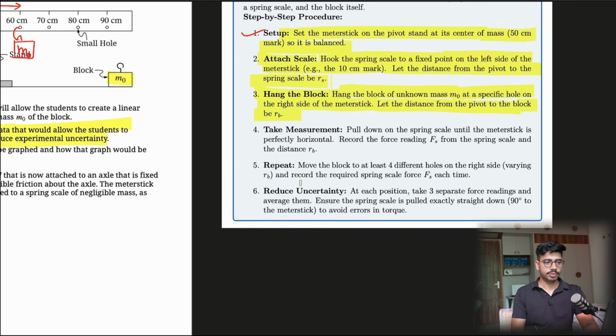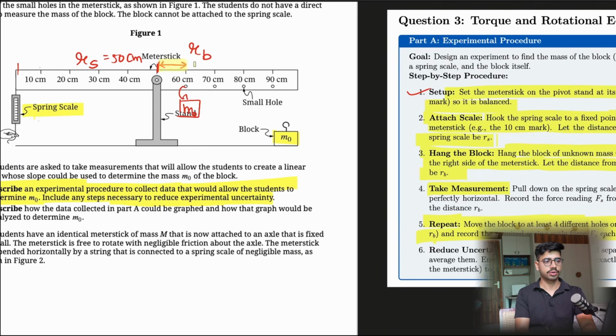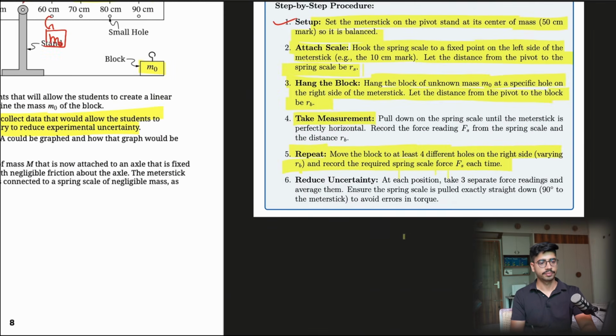In this experiment, take a measurement, then repeat, moving the block to at least four positions of the hole that is mentioned over there. Accordingly, you have to keep on measuring the required spring scale force, how much you require, and the RB, the distance where you are putting that. You have to keep on changing that and you will get that.